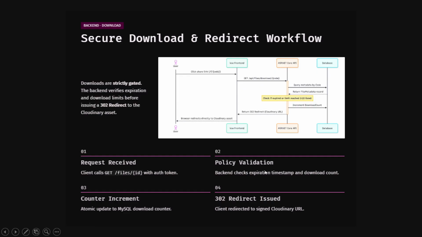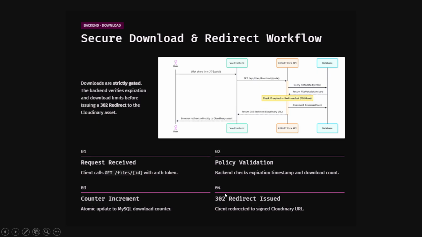We check whether the file's expiry timestamp has passed, or how many downloads it has had and whether the limit has been reached. If it has, we return a 410 Gone error. But if it's fine, we move on to step 3, which is an atomic update to our PostgreSQL download counter. Then we move on.